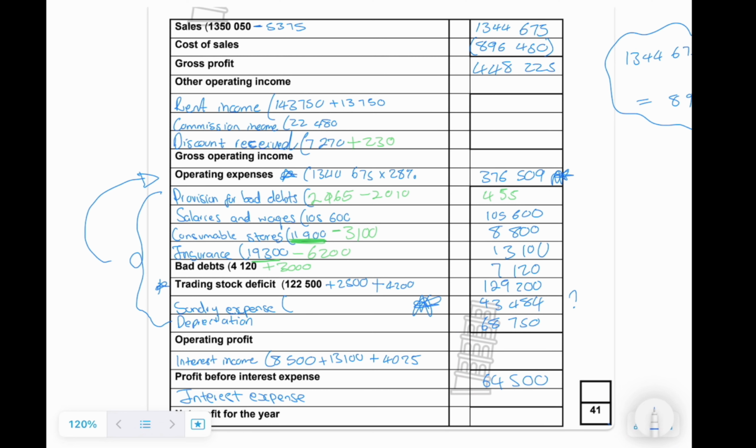Okay, so now we need to calculate our rent income and other incomes as well. Our rent income would be 157,500. Our commission income will be 22,480. And then discount received will be 7,500. So you add them together on your calculator, they will give you 187,480.